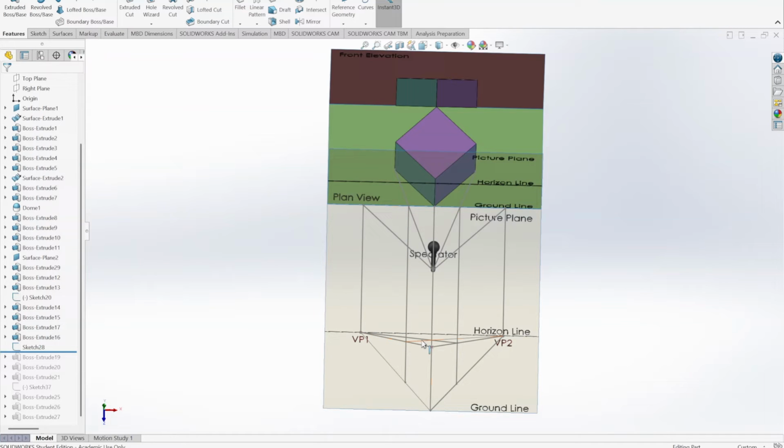So bring this point to VP2, get this point, bring it back to VP1, and you can see we've got our top surface here, which is the purple surface in perspective. So what we'll do is colour it in just to make it a little bit more visually appealing and to represent it more. We've got our purple surface here in perspective, then our green surface in perspective, and then similarly our blue surface in perspective as well.